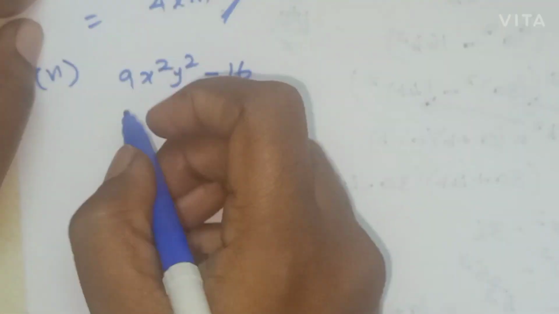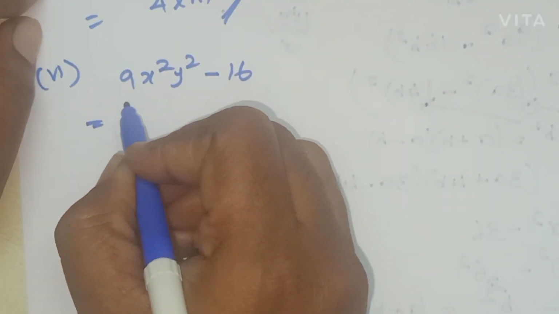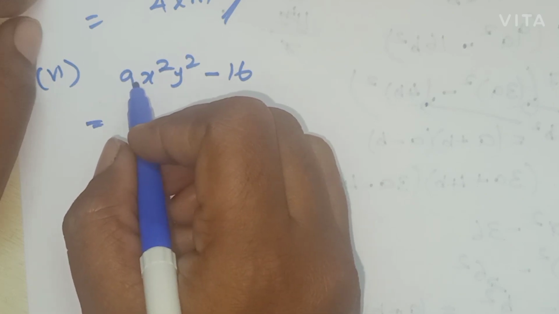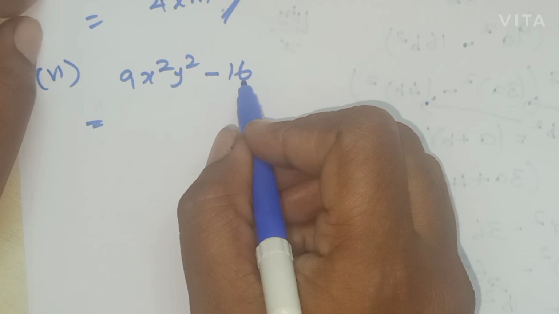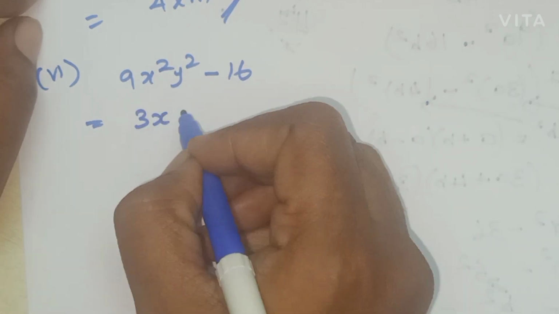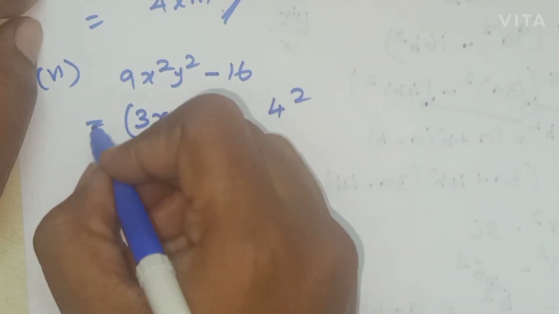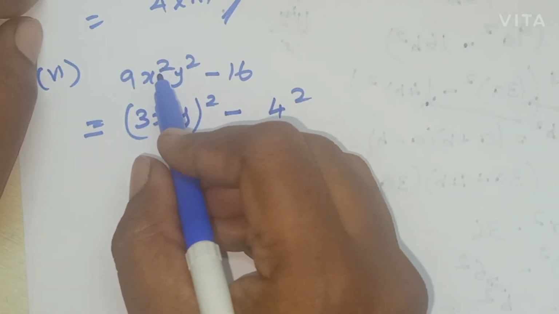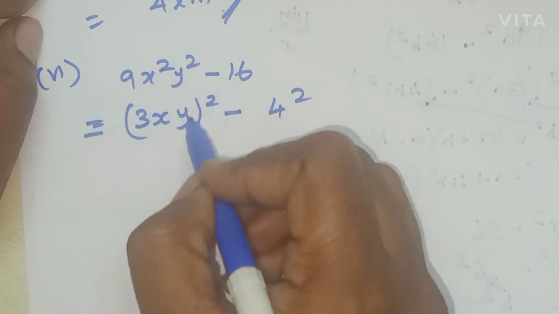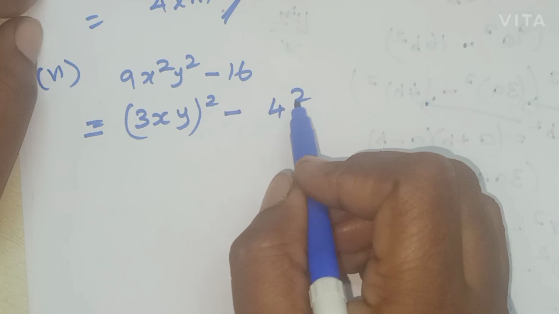Subdivision 6. 9x square y square minus 16. By seeing itself, we can easily tell that 9 we can write as 3 square, 16 we can write as 4 square. So 3xy the whole square minus 4 square. 9 we can write as 3 square, and I am having x square, y square. So totally we can write it as 3xy the whole square minus 16 we can write as 4 square.